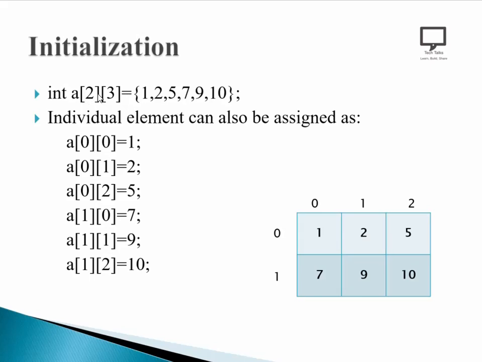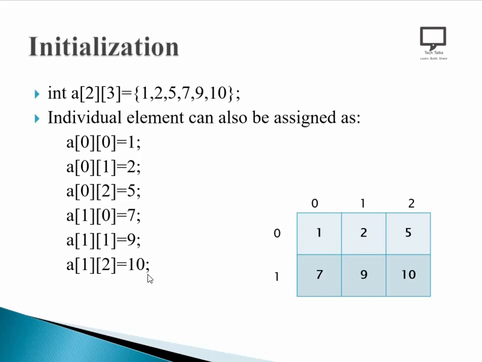So this is the initialization, just the same as a 1D array. The thing to keep in mind is how many elements we can store in this array: 2 into 3, 2 threes are 6, so a total of 6 elements can be stored. They are all separated by commas, included in curly brackets and ended with a semicolon. These 6 values are initialized to this array, and every value is initialized in sequence with the index positions 0,0, 0,1, 0,2, then the next row starts with 1,0, 1,1 and 1,2.